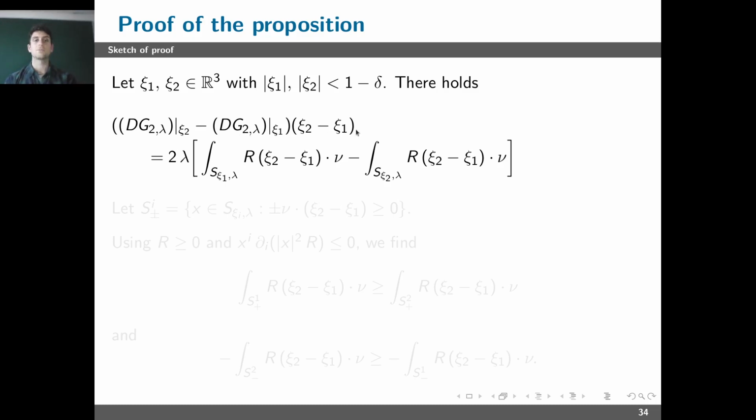And you can easily compute that this is equal to 2 times lambda times the integral over the sphere Sigma psi1 lambda of the scalar curvature times the inner product of psi2 minus psi1 and nu, minus the same integral over the sphere Sigma psi2 lambda.